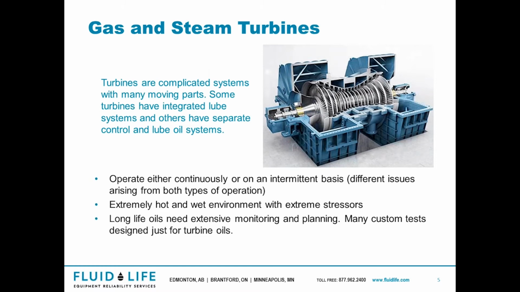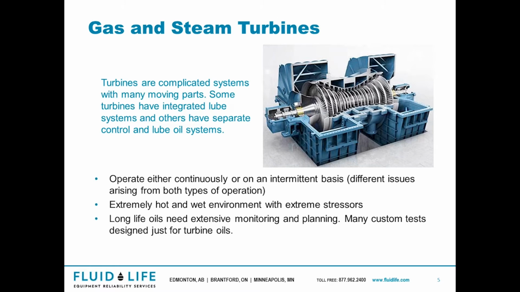So gas and steam turbines are very complicated systems with many, many moving parts. Some turbines have integrated lube systems with large reservoirs, and others have separate lube control oils and lube oil systems, and both are going to have their own unique problems depending on what type of turbine you're running. A lot of turbines either operate continuously in what is called a base load capacity, or on an intermittent basis, which is called a peak load facility.